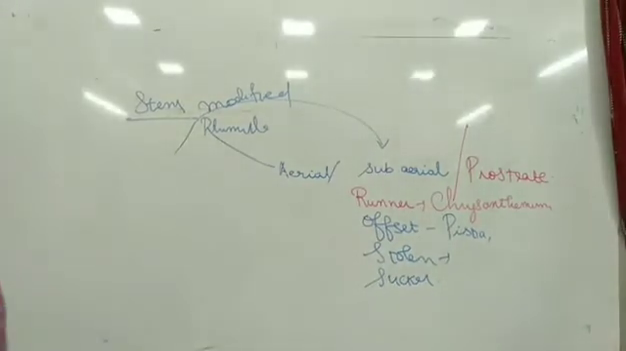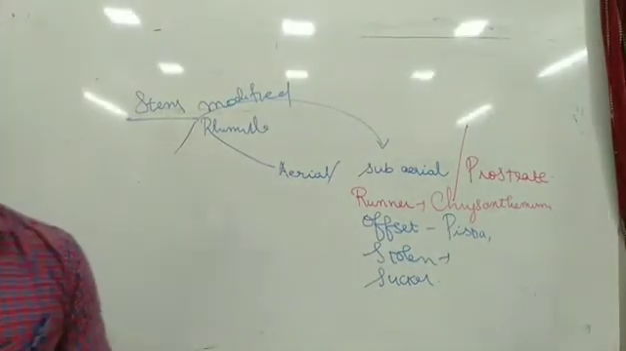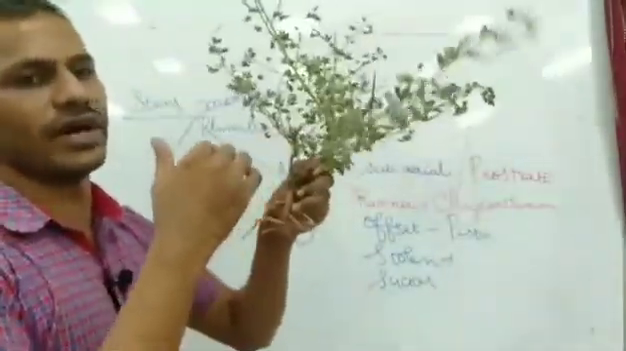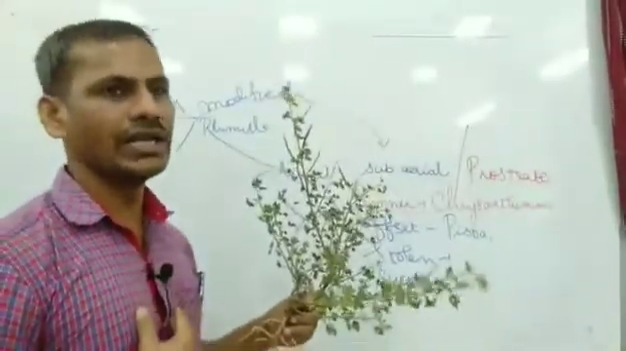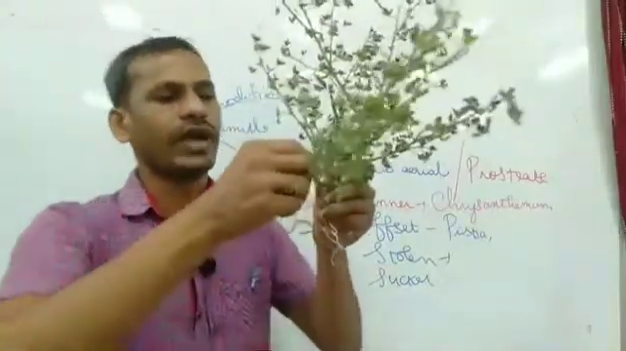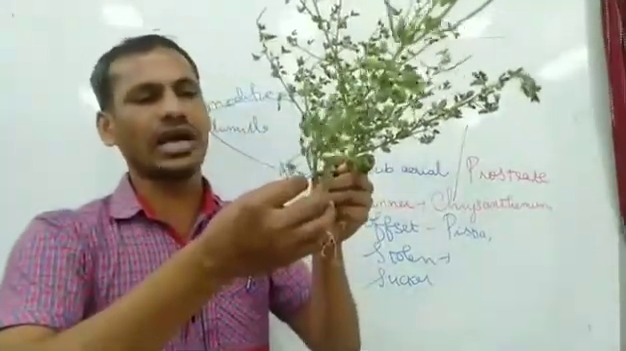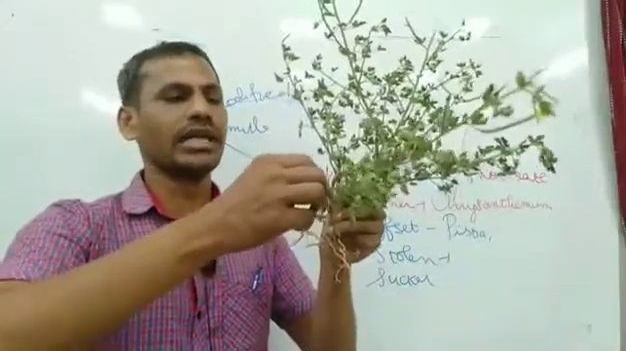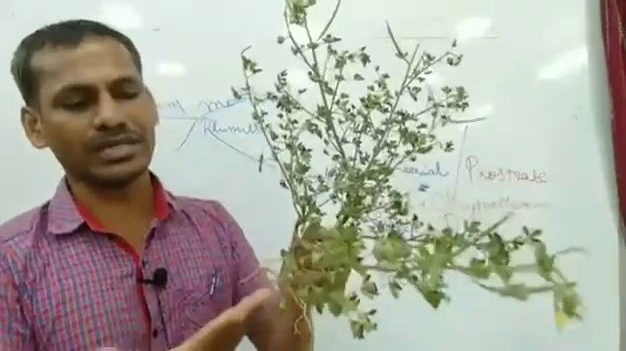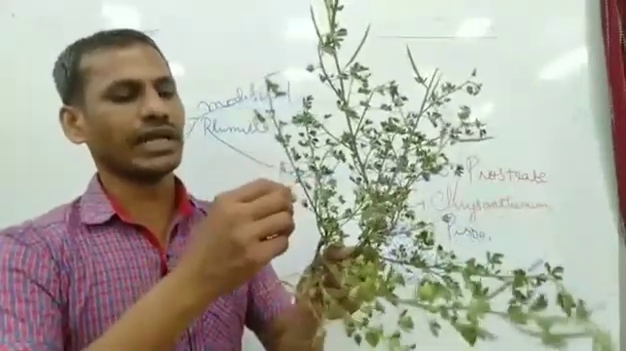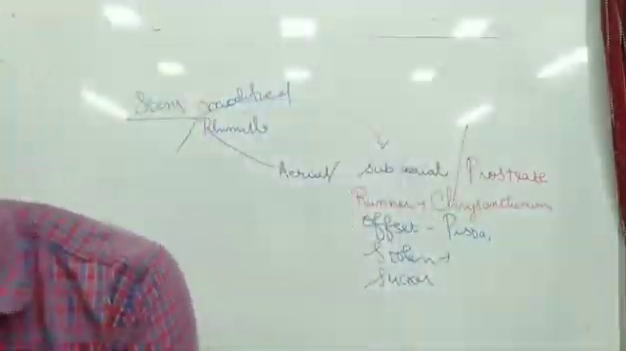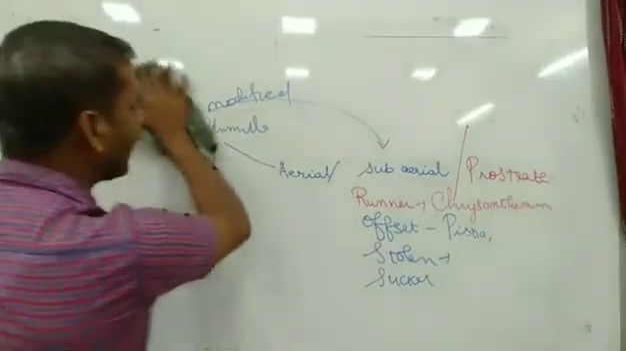Now we move to this. First we have seen the root system. Now the stem: we have seen how it is modified into underground stem, aerial, or subaerial. Now we move to the leaf. When you look at the leaf, whether the leaf is arranged alternately or oppositely, whether they have veins, veinlets, or something on the base, and whether the leaf is simple or compound, we are going to see one by one.